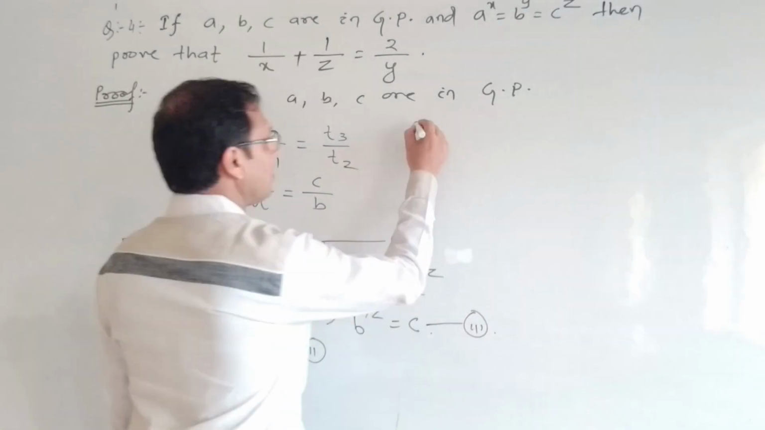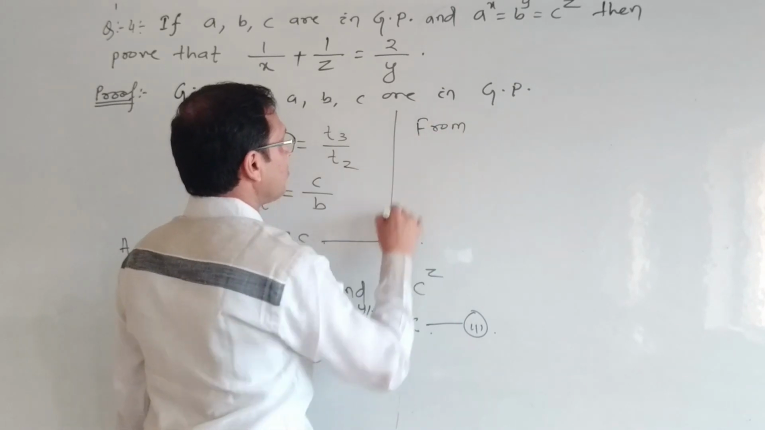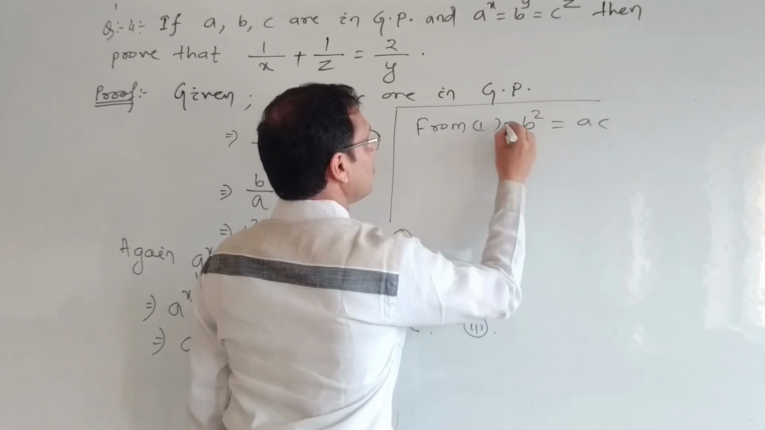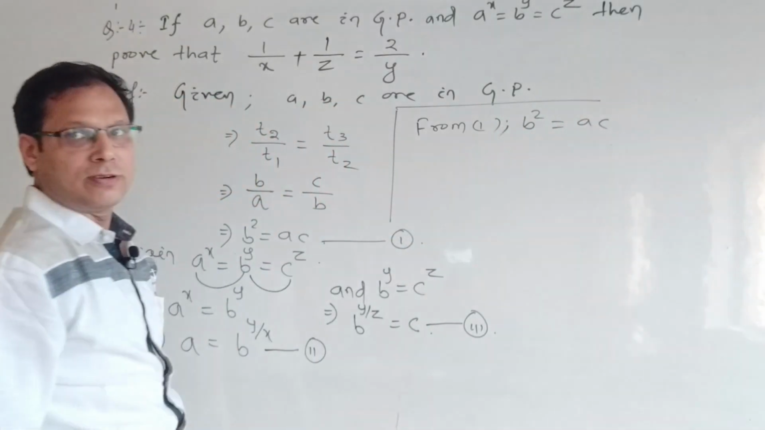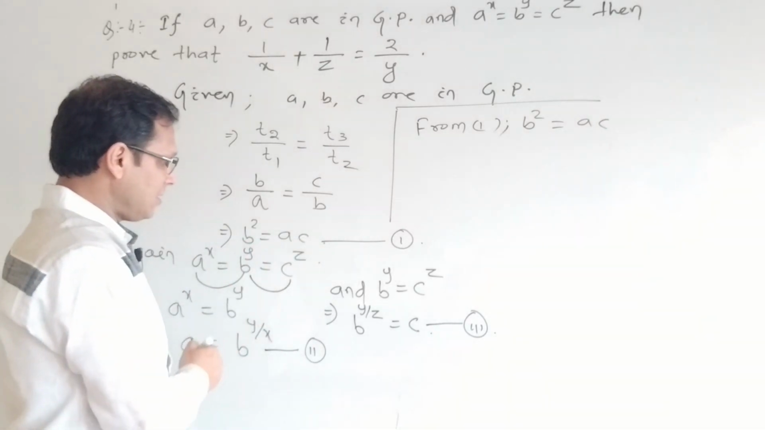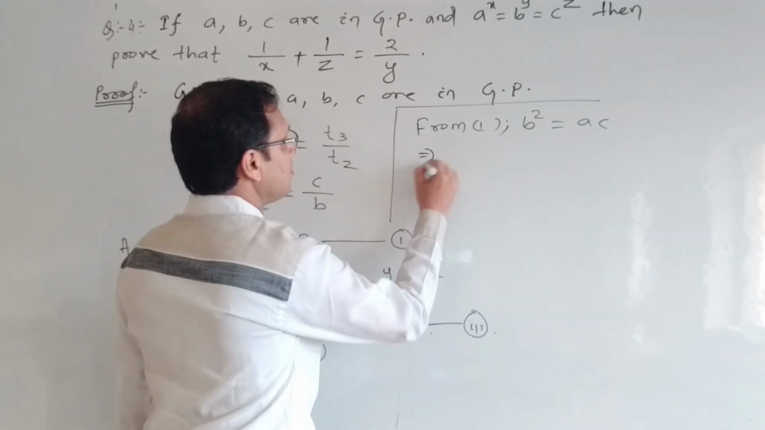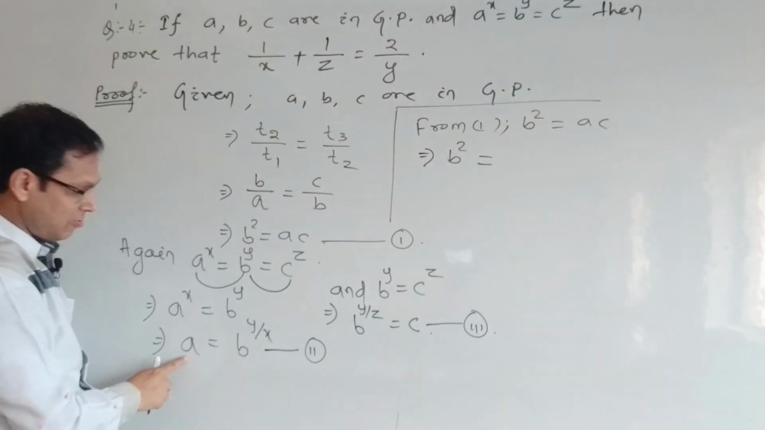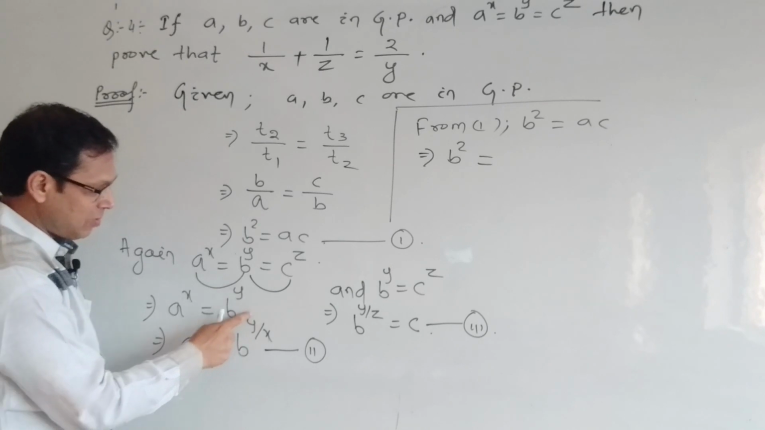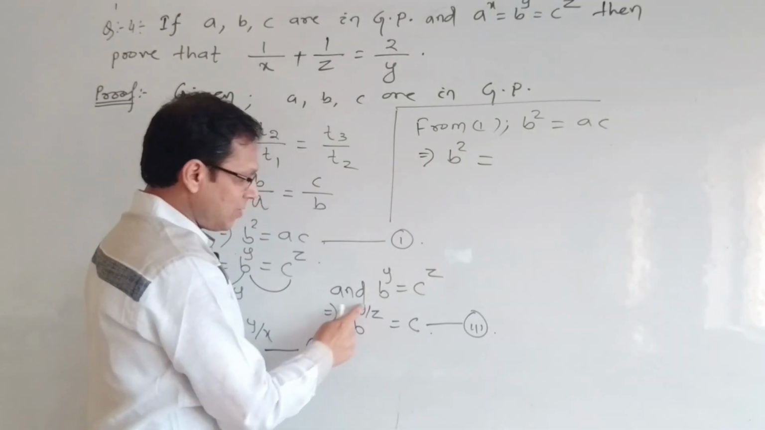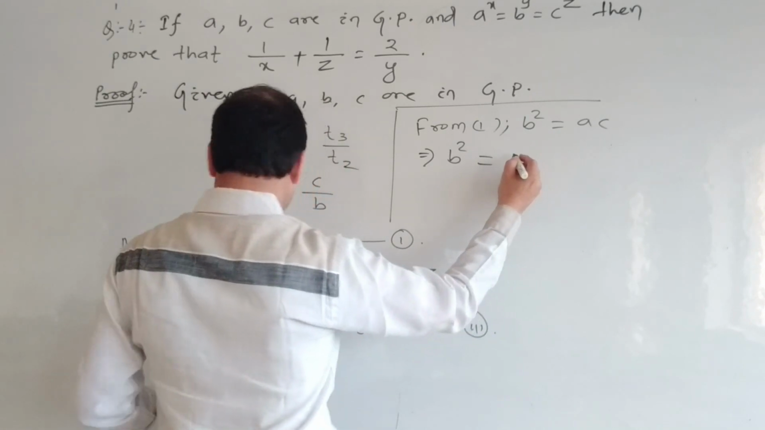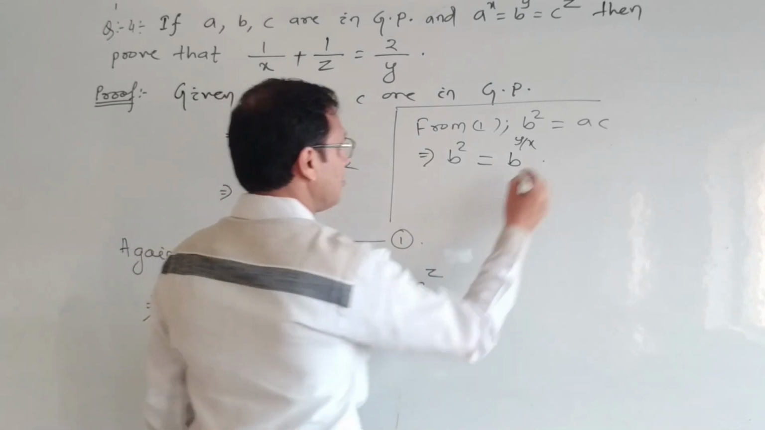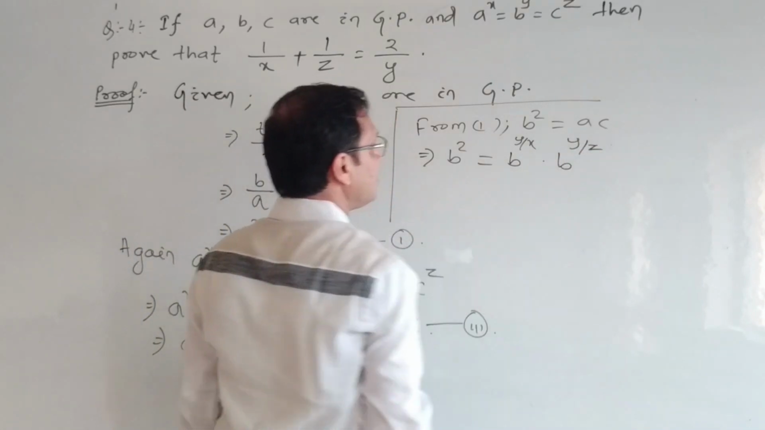Now again from 1 we have b square is equal to ac. This one, b square is equal to ac. Here, b square keep it the same, ac, a should be replaced. Here we have found a is equal to how much? b to power y by x. c is equal to how much? b to power y by z. So a is equal to b to the power y by x, into c, c is equal to b to power y by z.